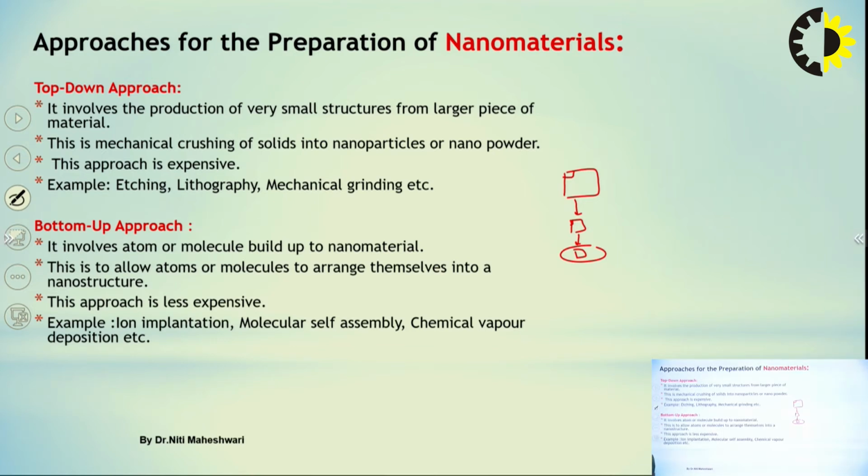In this approach, we generally start with individual atoms or molecules, and we build these atoms or molecules into larger structures. And this is to allow atoms or molecules to arrange themselves into a nanostructure. We allow these atoms and molecules to aggregate and arrange themselves till they become of the nano size. Since we are starting from individual atoms or molecules, this approach is comparatively less expensive. Examples are ion implantation, molecular self-assembly, chemical vapor deposition.